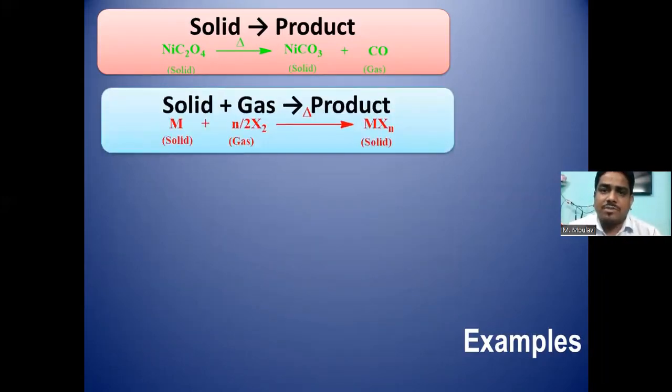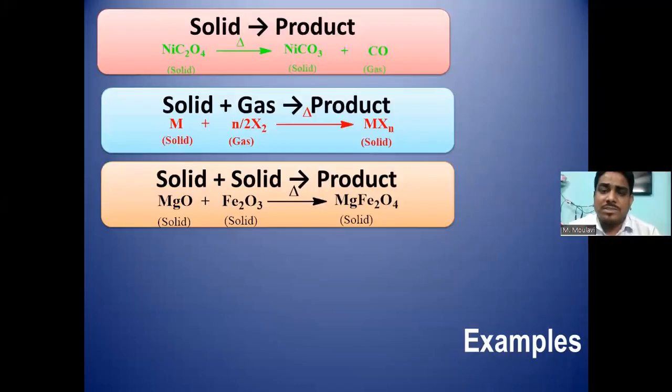Second class of the solid state reaction is solid reacts with gas to form the product. Here, example is the corrosion of the metal in atmosphere. Different metals like zinc, magnesium, etc. react with oxygen of air to form their corresponding metal oxide. And this reaction corrodes the metal.